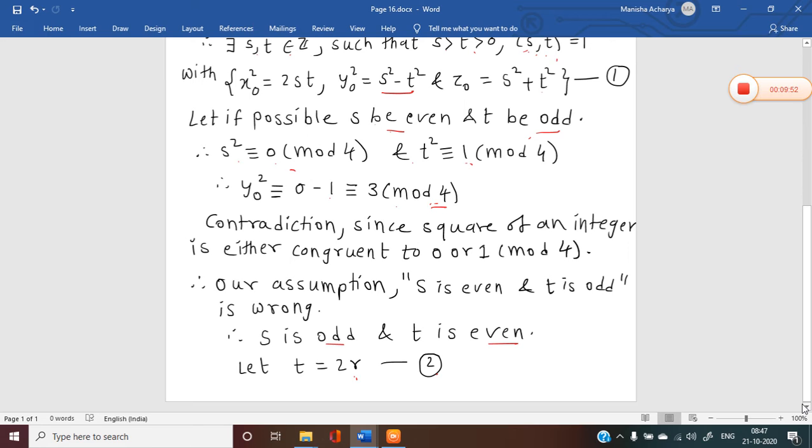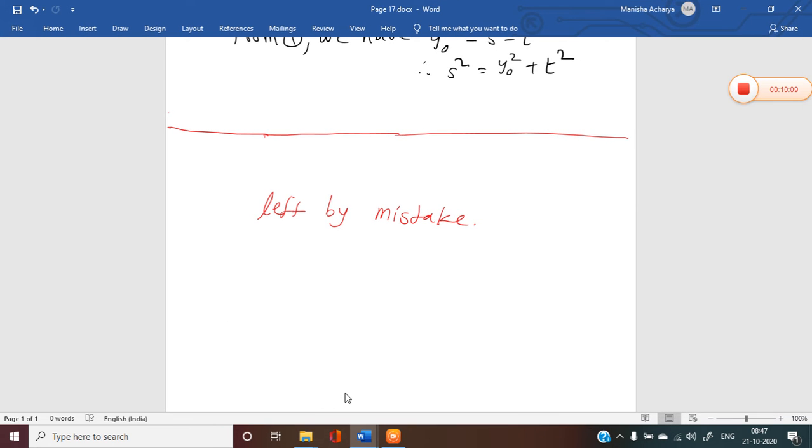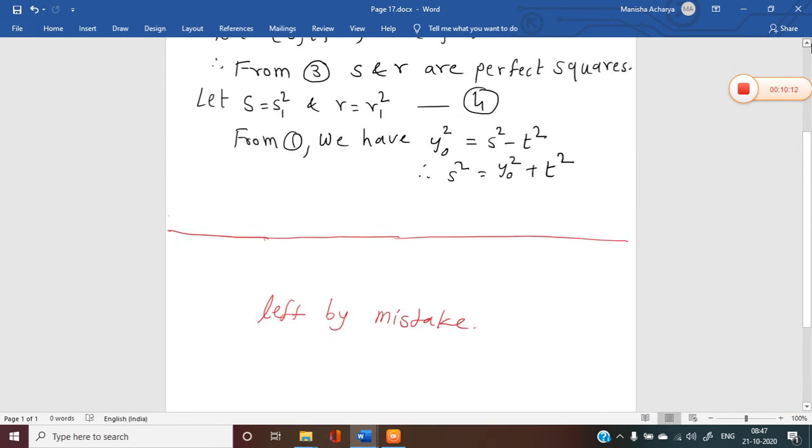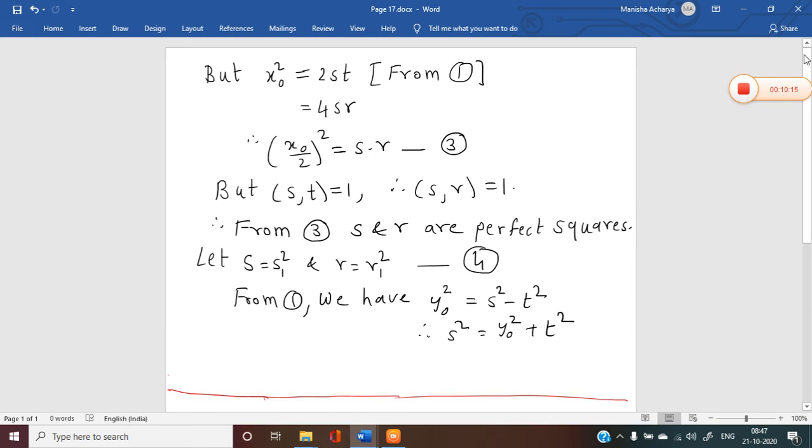Okay, so remember over here the value of t is equal to 2r, where t is an integer, one of the parts of the Pythagorean triplet x0 square, y0 square and z0. Okay, so with this now we proceed further. Now page number 17. Here we have x0 square equal to 2st from 1, because there we have defined the solution, correct. So put the value of t as 2r, and you get it is equal to 4sr. So you get x0 upon 2 the whole square, just a simplification of this, is equal to s into r.